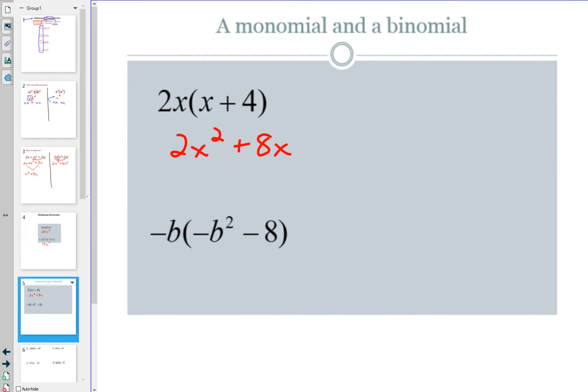Dario, for the next one, what is negative b times negative b squared? Okay, hold on, one at a time. Positive b to the third, that's important, because negative times negative is positive. Plus ab.